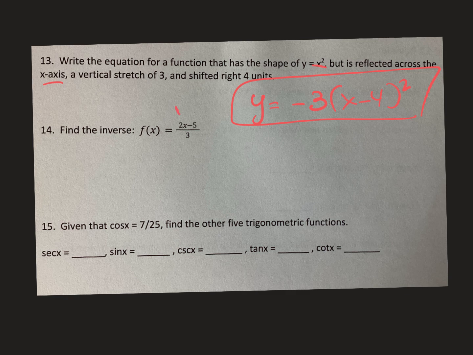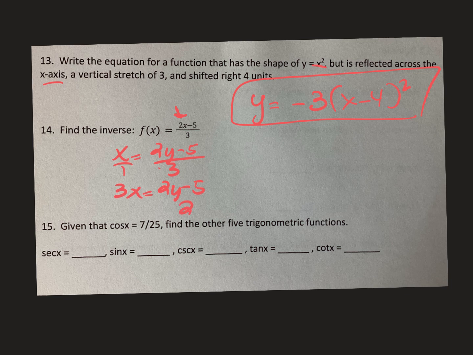Number 14, find the inverse. Remember, first step of inverse is take the x's and y's and switch them. So I'm going to switch those around. And then I've got to get the y by itself. So first step is, well, it's really x over 1. So I'm going to cross multiply here, 3 times x and then 1 times this side.